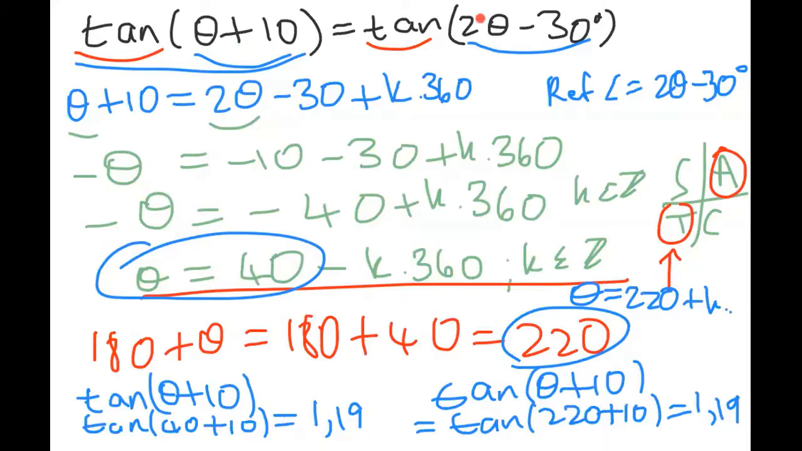2 times 220 gives 440 minus 30. Let's just check if that works. Sorry, 2 times 220 minus the 30 gives 410. And tan of 410 indeed is 1.19. And when you do that, then you know you are 100% correct, and then you can continue.